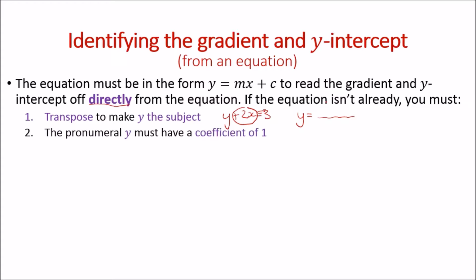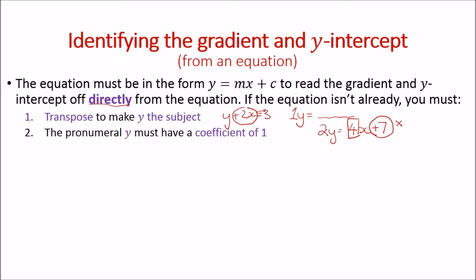Secondly, it is very, very important, crucial in fact, that y has a coefficient of only 1. This y here has a coefficient of 1 because there's nothing written in front of it, which means there's only one lot of y. If you have two lots of y, being 4x plus 7, you absolutely cannot plot this line at a y-intercept of 7 and use a gradient of 4, because that is not right at all.